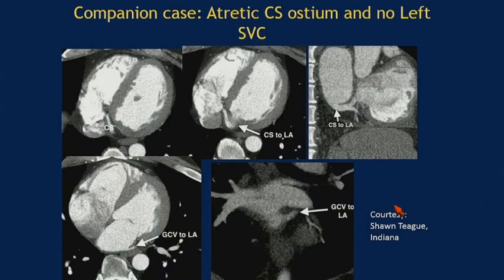I'll just show you a brief companion case. So you can understand if you have coronary sinus ostial atresia, that coronary venous blood needs to drain somewhere. If it cannot go via the coronary sinus and the patient has this left SVC, it finds that avenue. It goes via the left SVC all the way through the brachiocephalic vein and right SVC into the right atrium. But this was a patient who had an atretic CS ostium but had no left SVC.